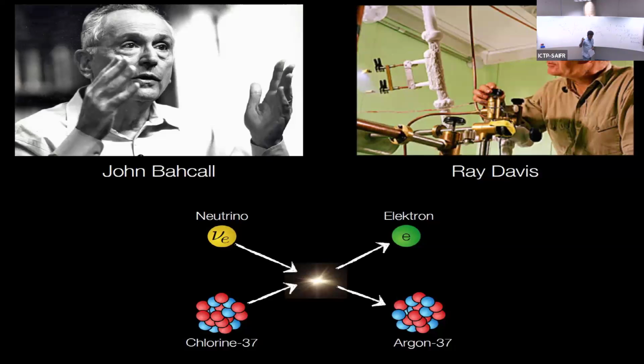And then in the Homestake mine experiment in South Dakota, the idea was to use the mine, which was a gold mine, and put a lot of chlorine there, and chlorine was very cheap in those days. You can buy it. And with this chlorine, whenever a solar neutrino from the sun comes in and hits this chlorine, it can transform into argon and an electron.